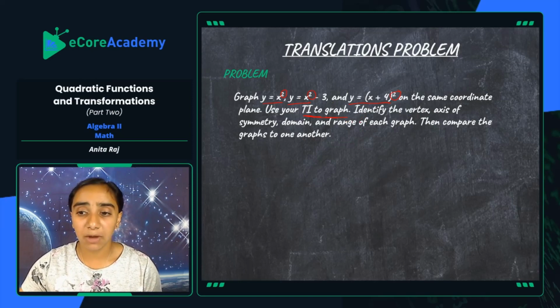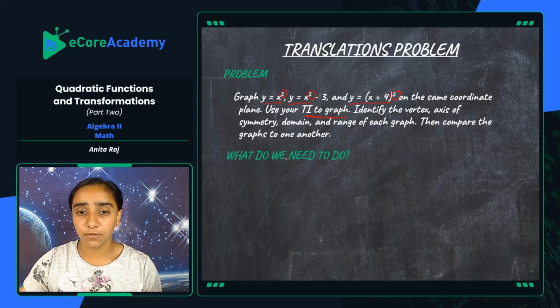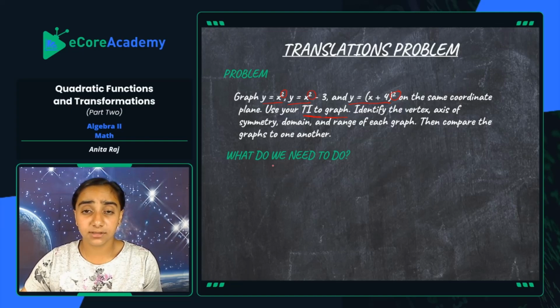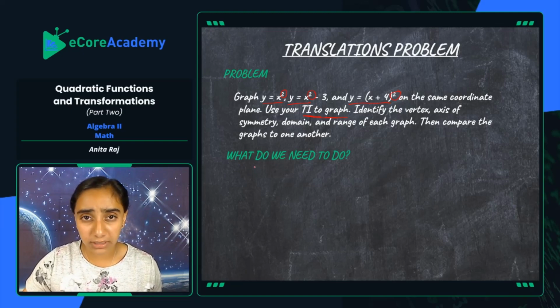And then after that, we're going to be comparing the graphs to one another. So we're going to be really understanding the properties of different quadratic equations in this. Okay, before we even get into the solution, for many of you who I may have lost, I added this additional section. So what do we need to do? So what do we need to figure out?